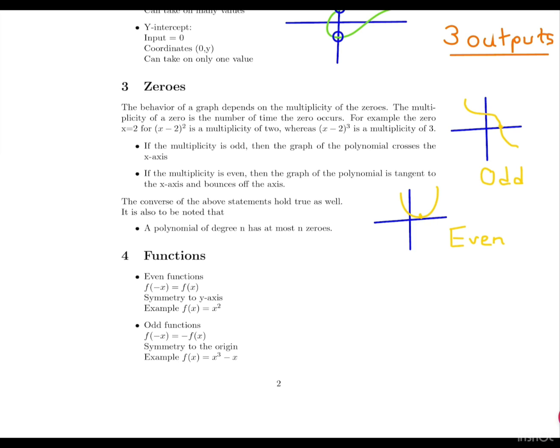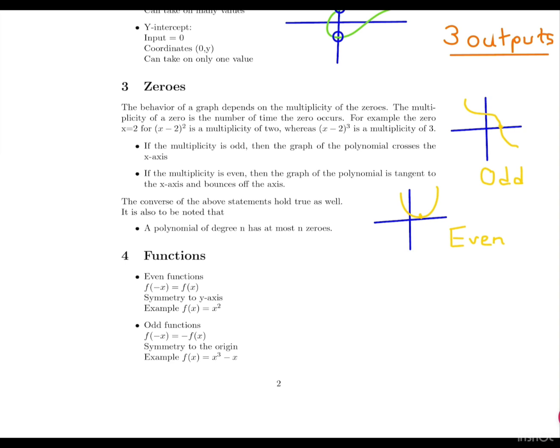We have even functions and odd functions. In an even function, a negative input and a positive input have the same output. It has symmetry to the y-axis, and x squared is a classic example of an even function.